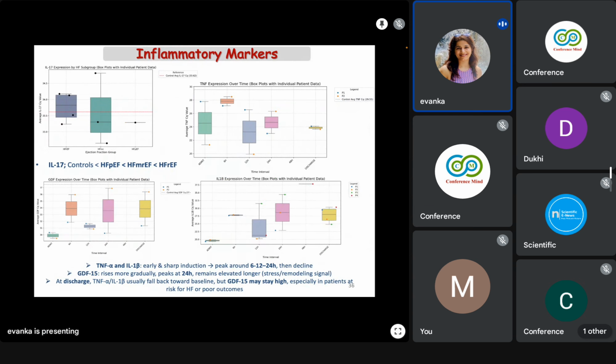Similarly, we checked a few inflammatory markers like IL-17, where we found it was maximally expressed in reduced ejection fraction, followed by mildly reduced and preserved. Further, we checked the levels of TNF alpha, IL-1 beta, and GDF. Again, we found that they were rising gradually, peaking at 24 hours and remaining elevated longer. So if the levels are still elevated at the time of discharge, that may predict a worse prognosis.